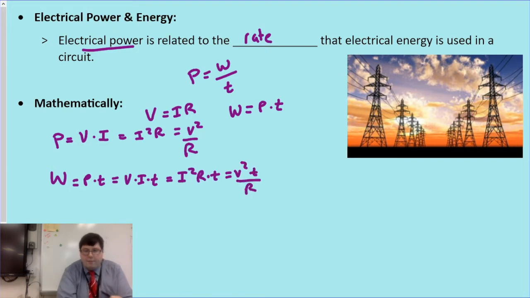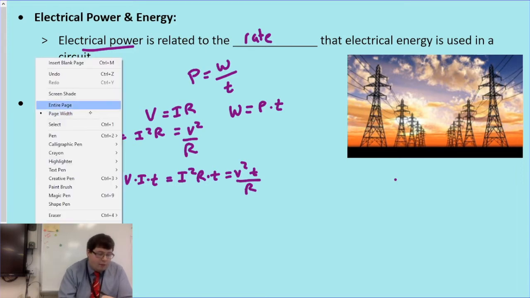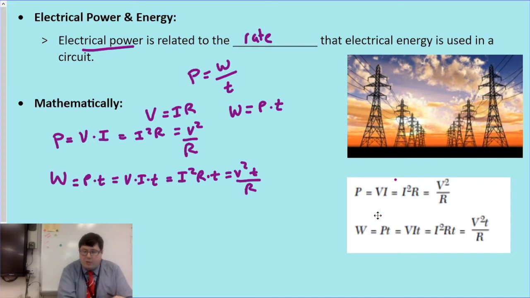Now this is a lot of equations, and just to show you, this is how it'll actually look in your Regents Physics reference table. So there are a lot of equations for this very simple concept, power and electrical energy. And so what you want to do is pick the equation that is most appropriate for the problem that you're given. So let's go ahead and take a look at a few example problems and see which equations we can use in different places.